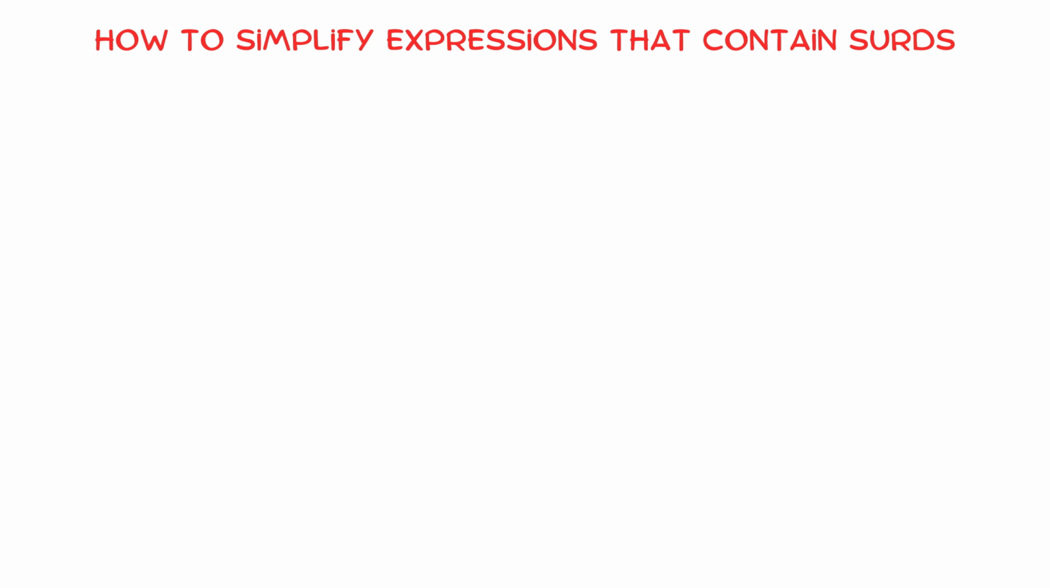In this video, we're going to cover how to simplify expressions that contain surds like this one here, where we have the square root of 125 minus 2 root 45 plus, in brackets, root 5 plus 2 all squared. First, though, we're going to quickly recap the rules.